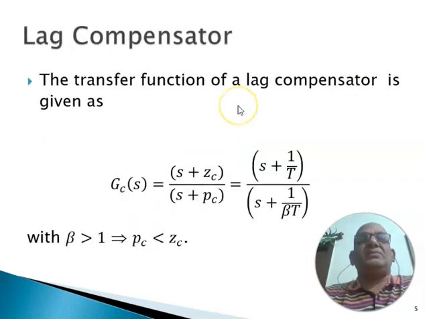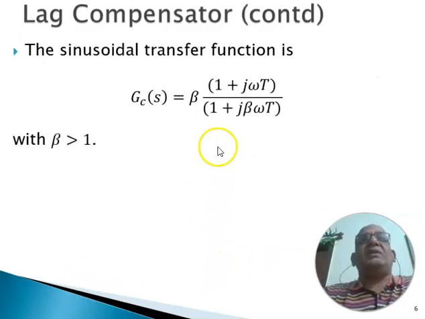We have seen that the structure of the lag compensator is similar to that of the lead compensator. You have a zero of the compensator and a pole of the compensator. We write the zero as s plus 1 over tau and the pole as s plus 1 over beta tau, with beta greater than 1. The sinusoidal transfer function of the compensator is written like this.